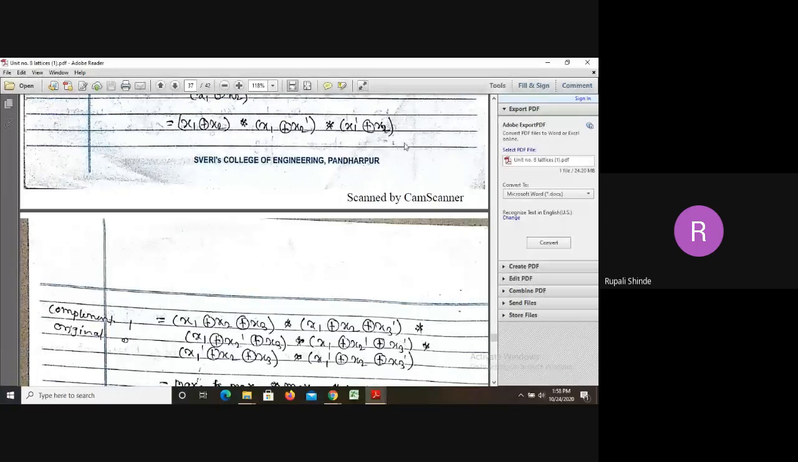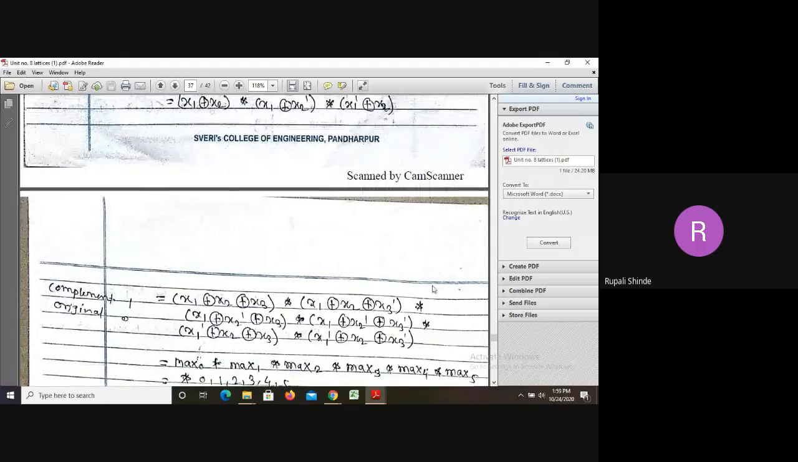Likewise, we can add x3 for this last bracket as x1 complement XOR x2 XOR (x3 star x3 complement). So again we apply the distributive law, and after that we get the answer as (x1 complement XOR x2 XOR x3) star (x1 complement XOR x2 XOR x3 complement). So this is the required product of sum canonical form.